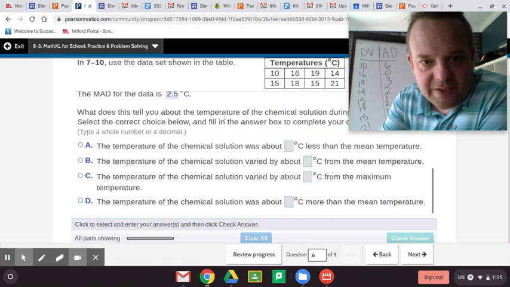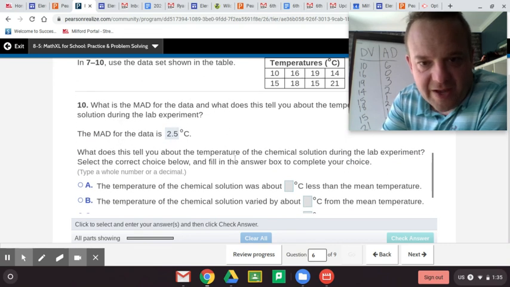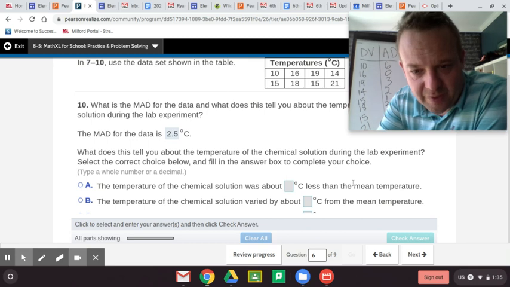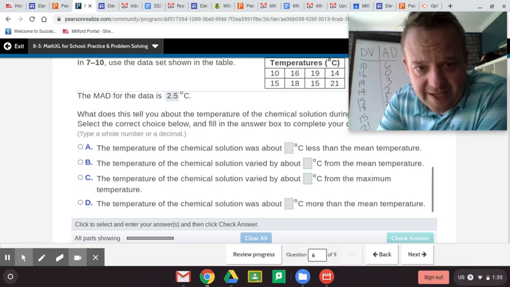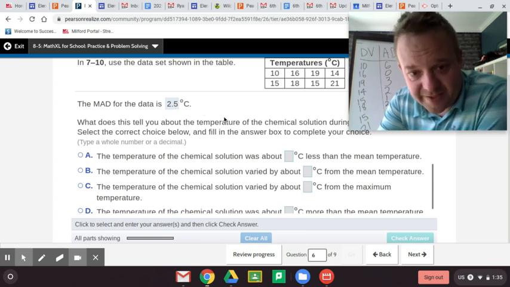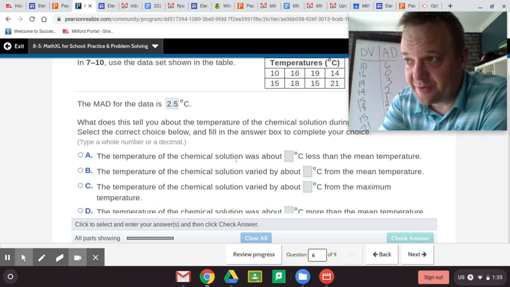And now, what does it tell you about the temperature of the chemical solution during your lab experiment? Select the correct choice below and fill in the answer box to complete your choice. So it tells you from 16, it's 2.5 less than 16, and 2.5 more than 16 would fall within the MAD, the mean absolute deviation.